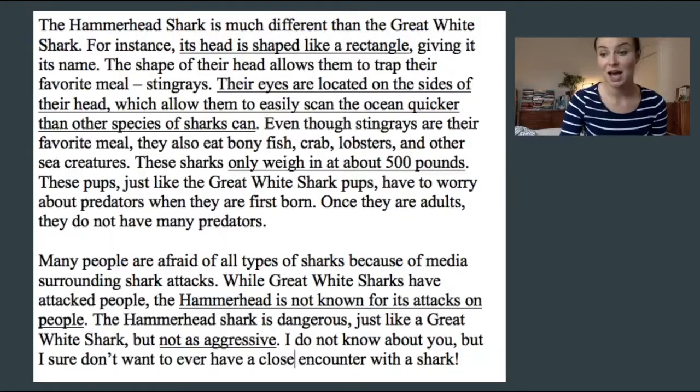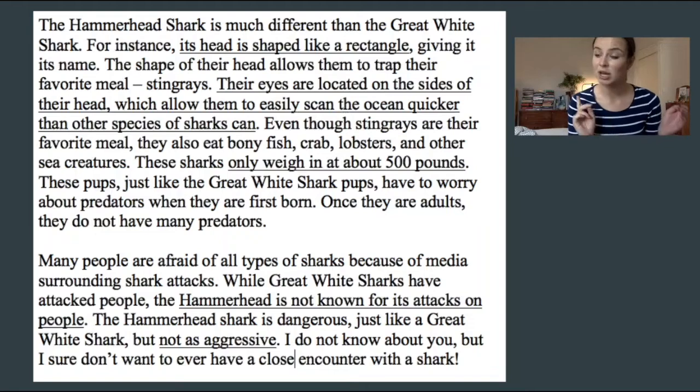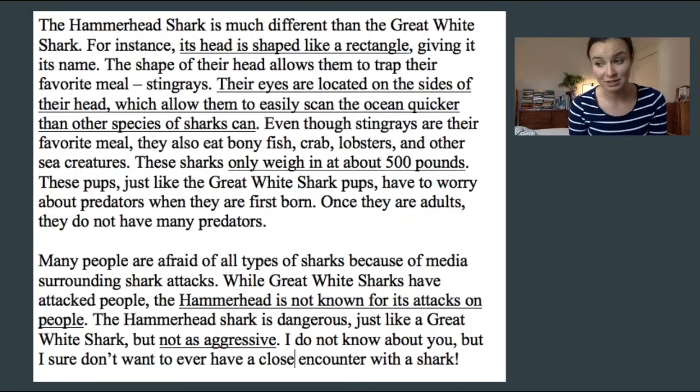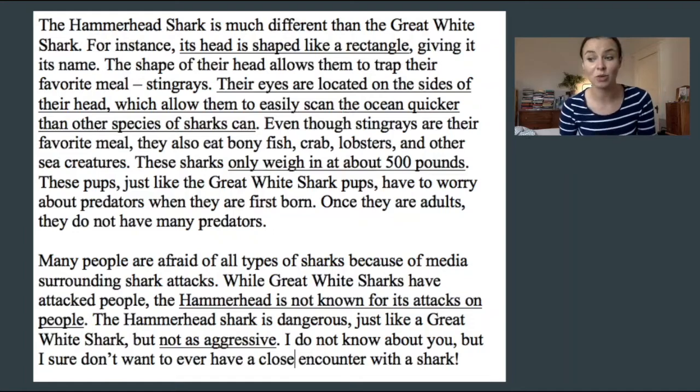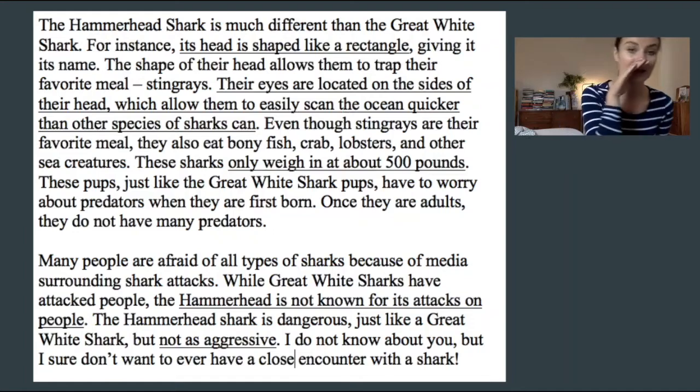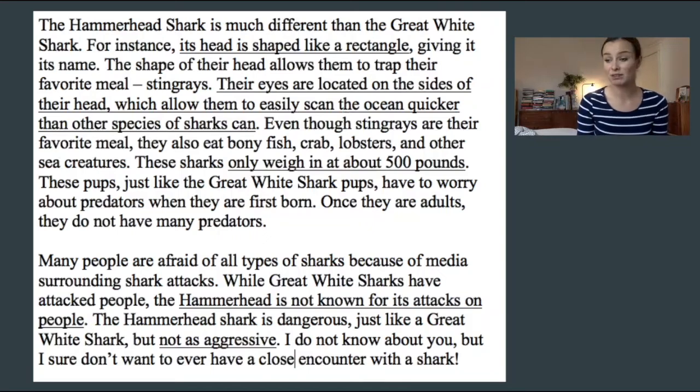So here's a little shot of my underlined text from the second 2 paragraphs. I went ahead and I underlined, okay, hammerhead shark's head is shaped like a rectangle. That's different than the great white. The eyes are located on the sides of the head, which allows them to easily scan the ocean quicker than other species, aka great white shark, can. They are smaller. They only weigh in at about 500 pounds.